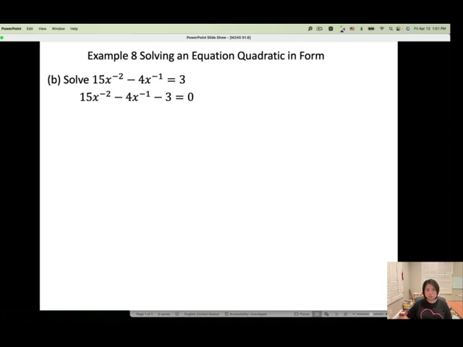Okay, another one. Again, when we look at the equation here, we try to write it in standard form. So we subtract 3 from both sides. And then look at the exponent. We have a -2, and this is going to be -1 here. And then we're going to let u equal x to the power of -1. Same idea, we're going to square both sides. So your x to the power of -2 will be u squared. And this one will be the u here.